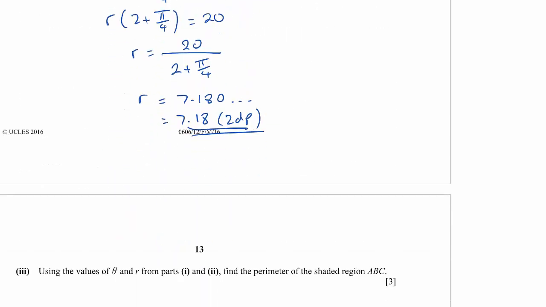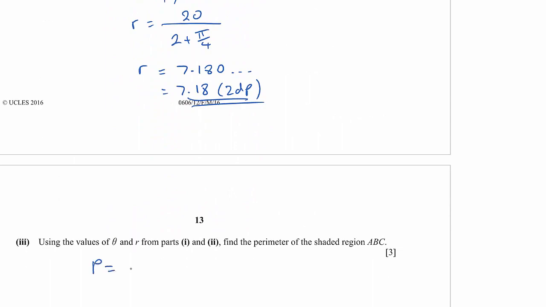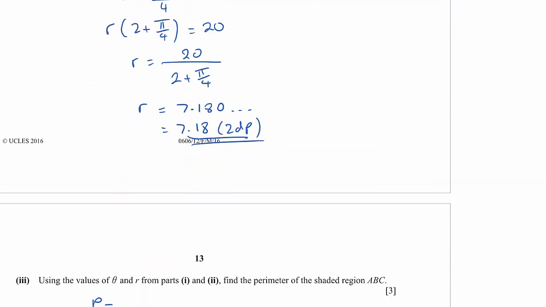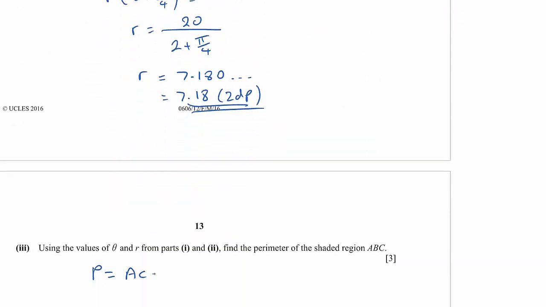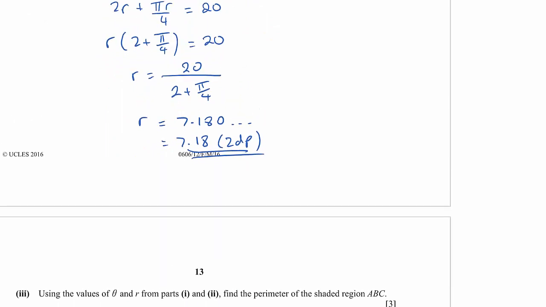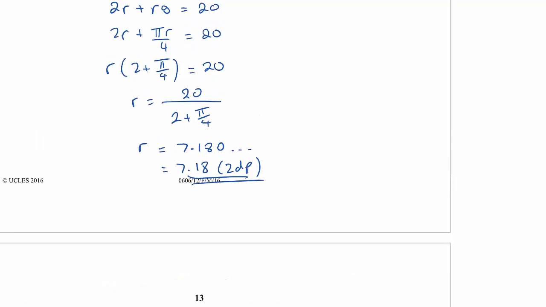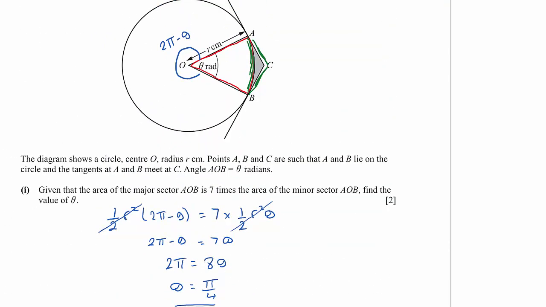So the perimeter is going to be AC plus AB plus r theta. So we'll write that down as r theta and put the actual values in a minute. It looks like a not equal to there. So that's a plus. So AC and AB, well, one thing we do know, tangent property, is that they are actually equal in length. So if we can work out one of them, we'll be fine.